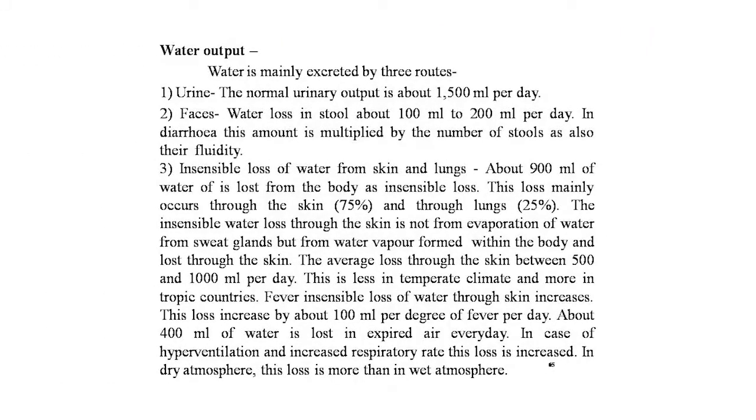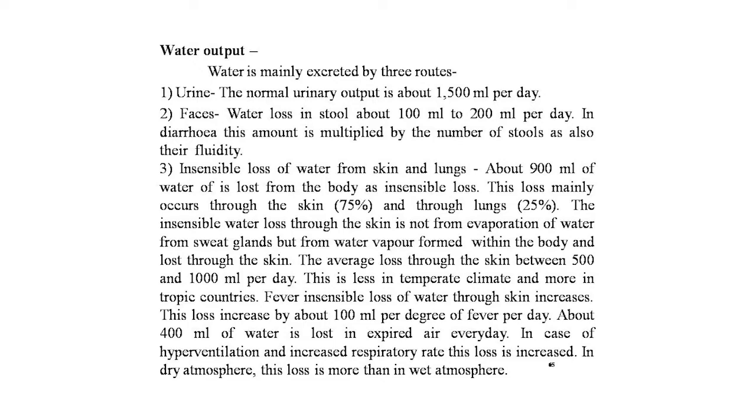Water is mainly excreted by the three routes. First is the urine, second is the feces, and third is the insensible loss. First, urine. The normal urinary output is about 1500 ml per day. The amount of course varies with the amount of the intake as various drinks by a person. Now second is the feces. Water loss in stool is about 100 ml to 200 ml per day. In diarrhea, this amount is multiplied by the number of the stool as also their fluidity.